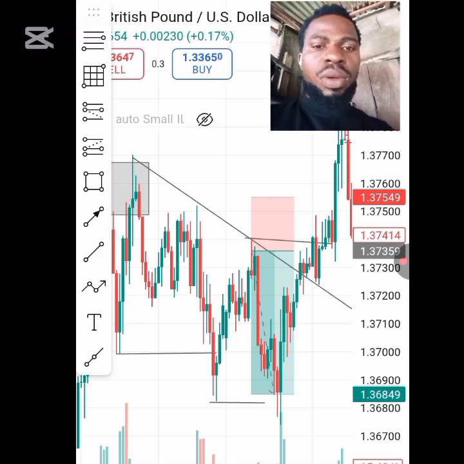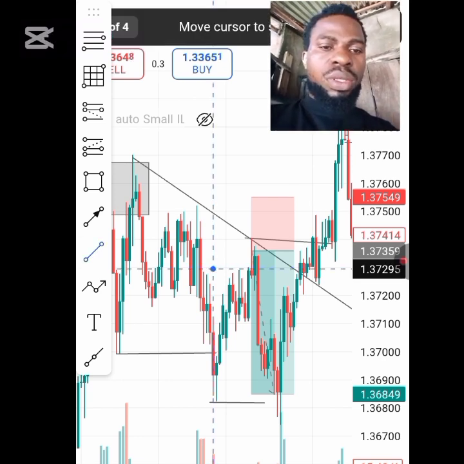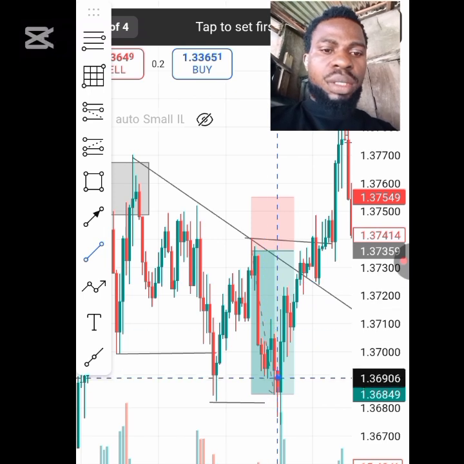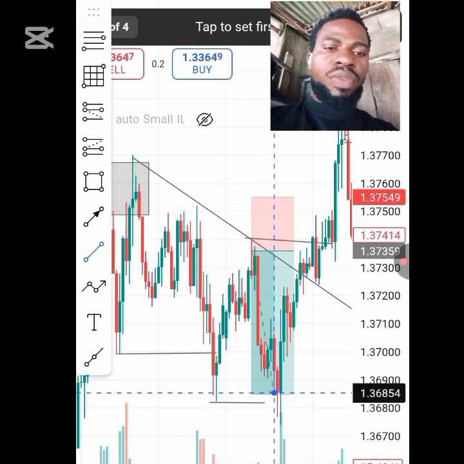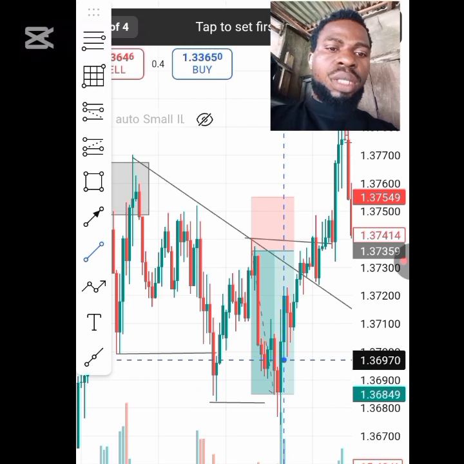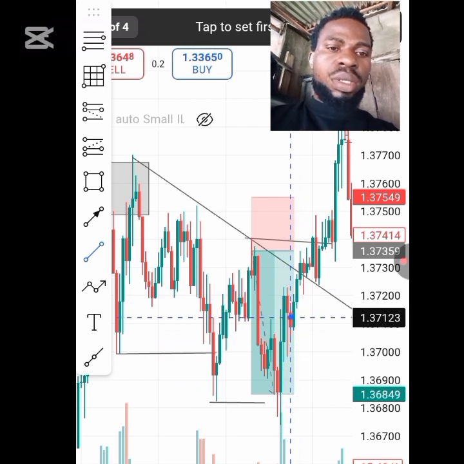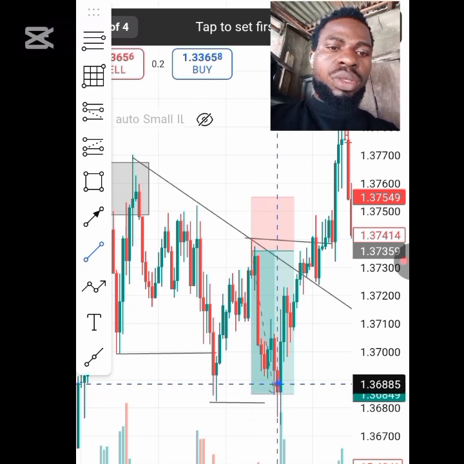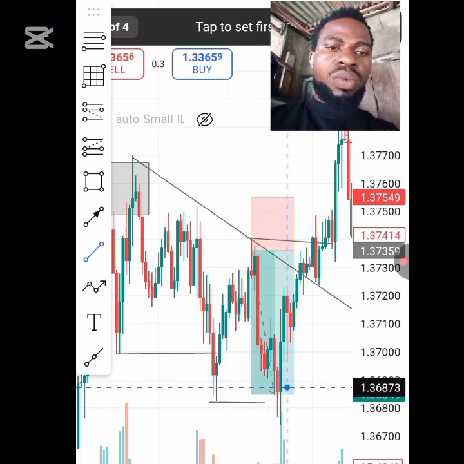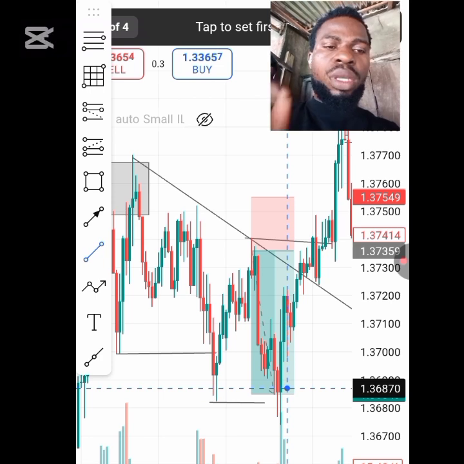So don't be greedy. Once it reaches like this, you take a profit. Understand? Then you watch it. You take a profit from here. So this is how to take a trade on a trend line for a big profit.